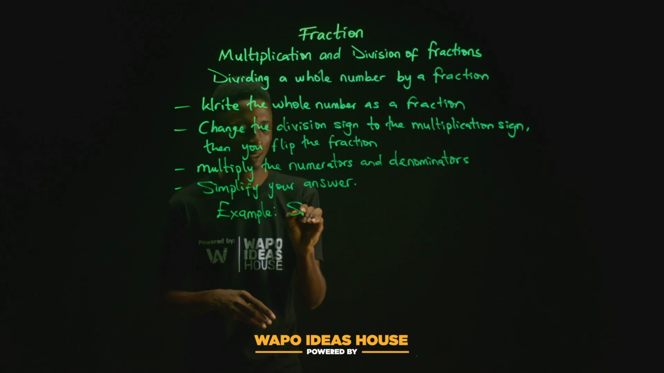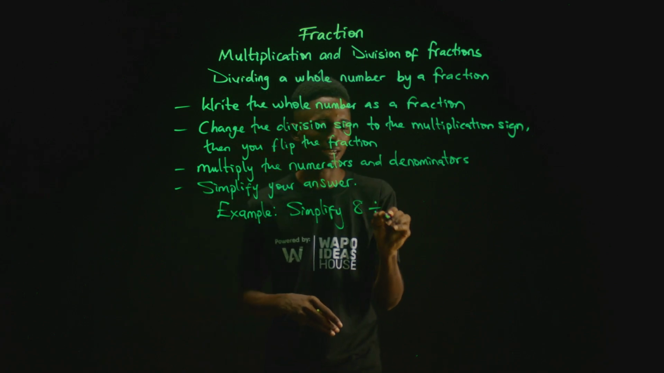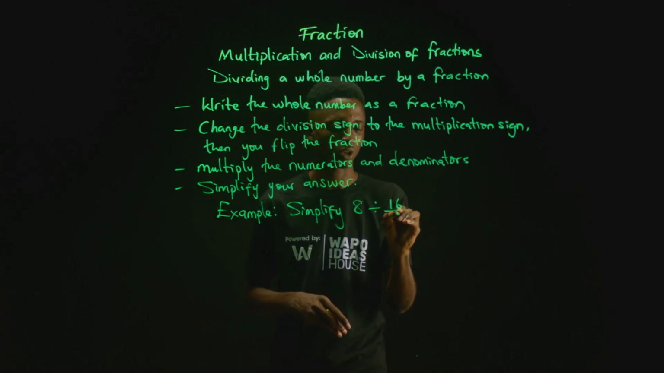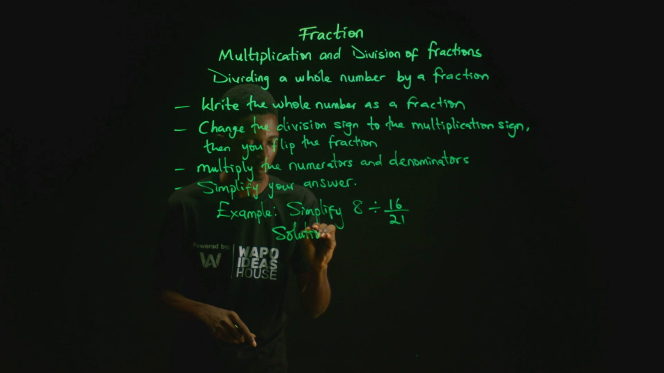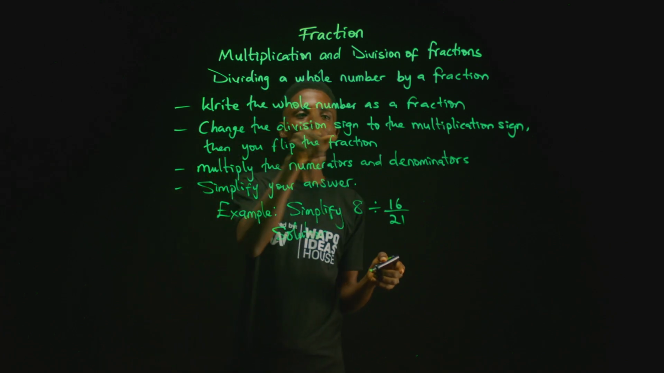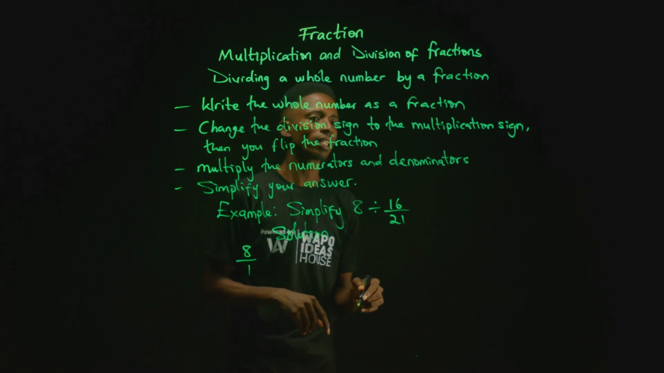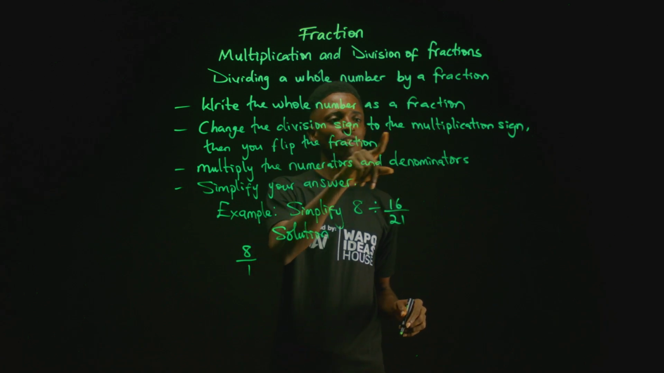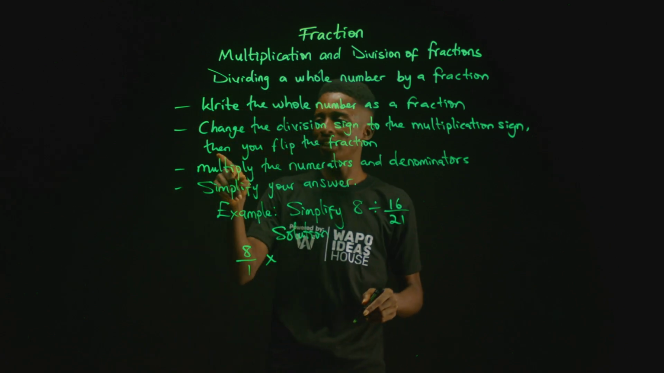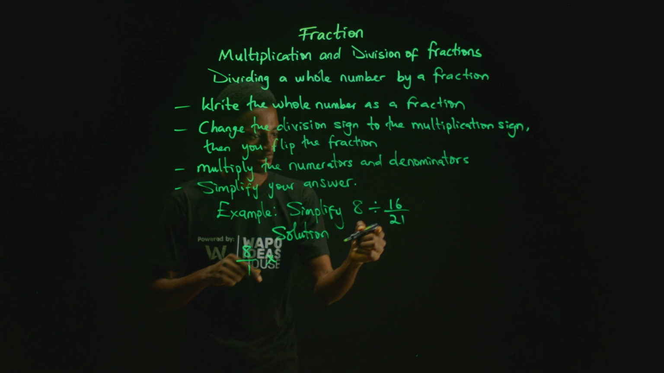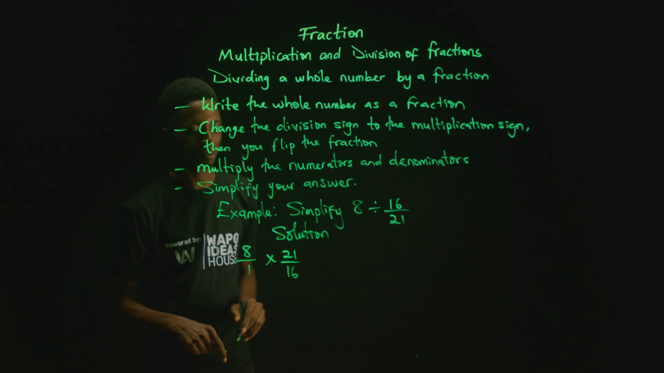Example, simplify 8 divided by 16 over 21. Now let's do this. Solution. First, we'll write the whole number as a fraction. So we would have 8 over 1. Now the next step is to change the division sign to the multiplication sign. So we would have multiplied instead of divide. And then we flip the fraction. So this fraction will be flipped and then we'll have 21 over 16.